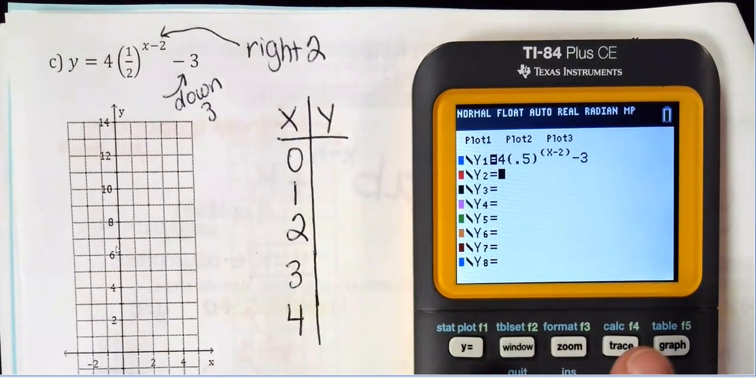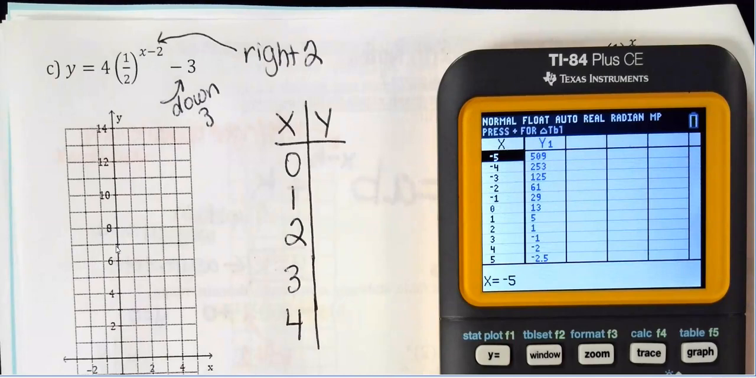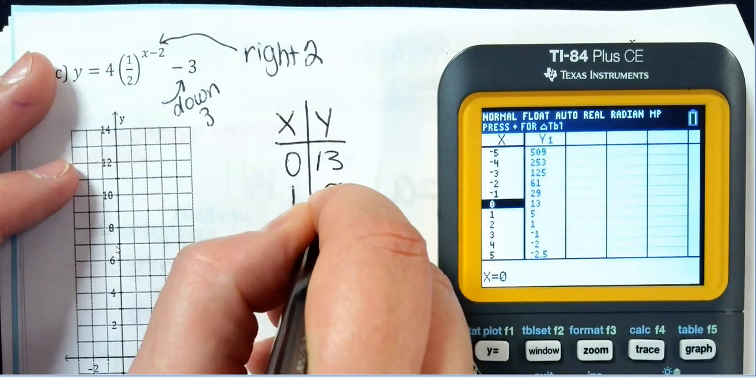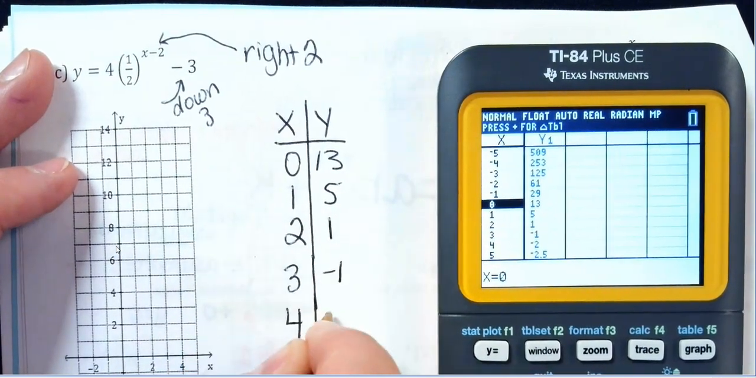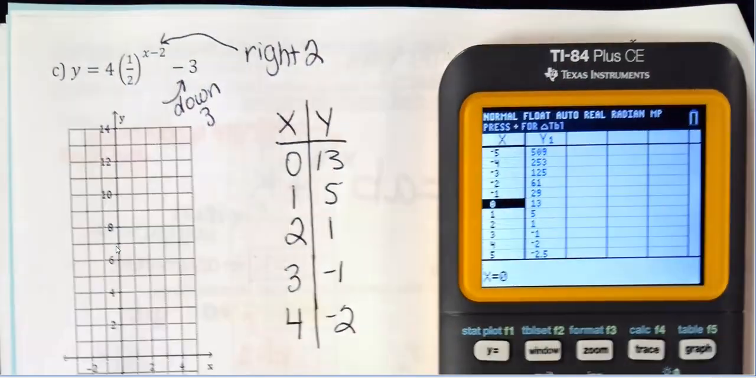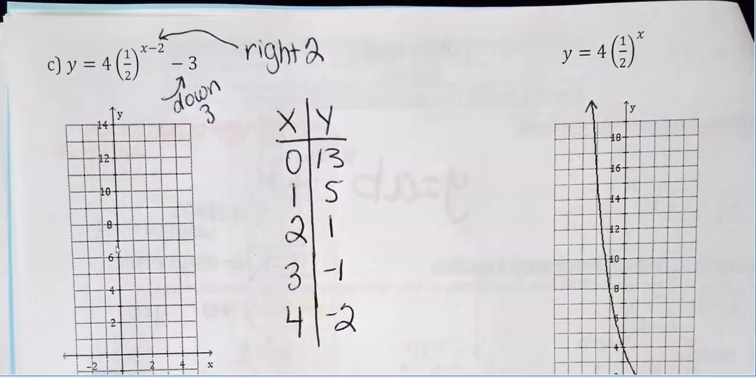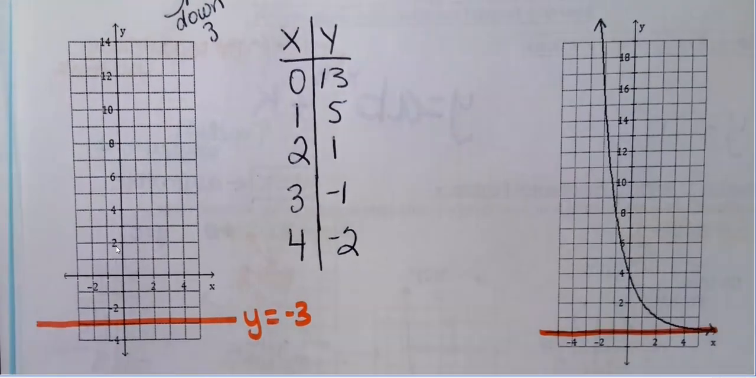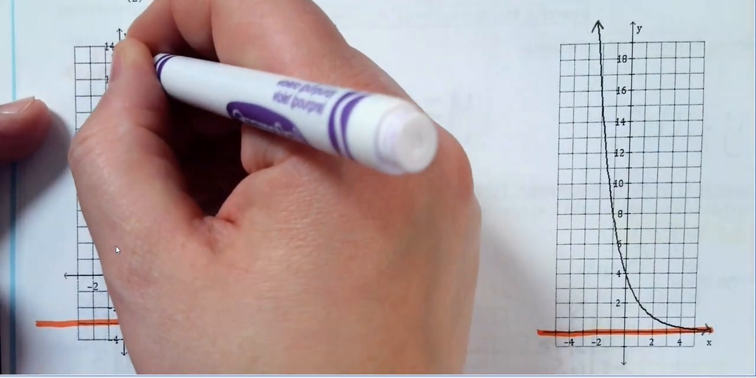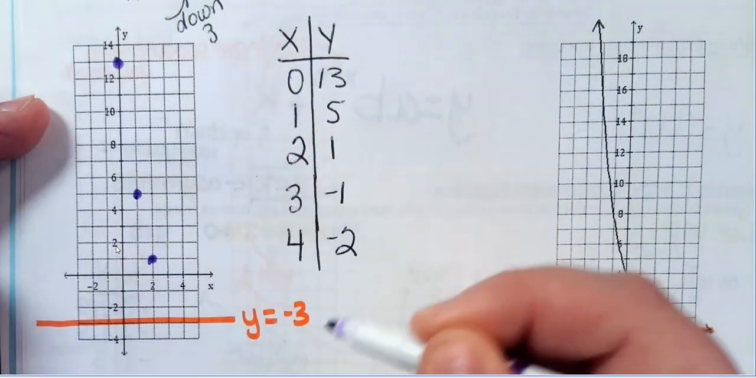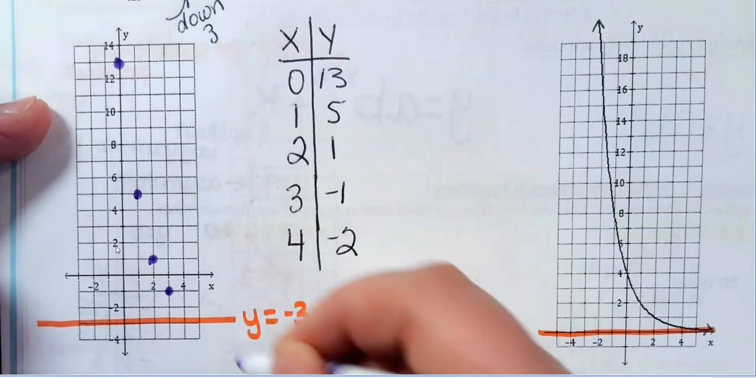Okay, then once I got that, just second graph to get my table. This one I started at 0, so 13, 5, 1, negative 1, negative 2. If you wanted to keep scrolling down and looking at the table, you see these values, they get closer and closer to negative 3. It's like negative 2.9. It keeps going down. It gets closer to that, but it's never going to touch the negative 3, never going to go over it. So when you put it on the graph, I think all of these should be nice points. You got 0, 13, 1, 5, 2, 1, 3, negative 1, and 4, negative 2.